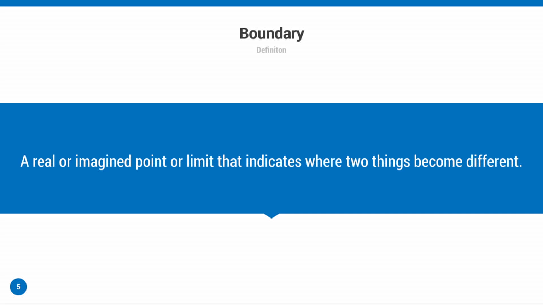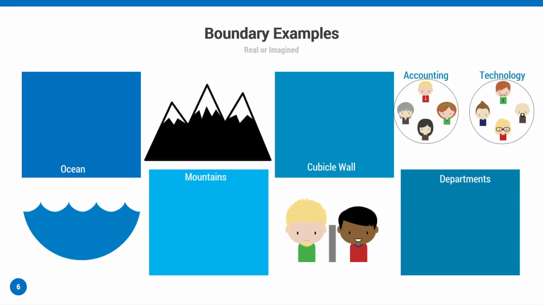So a boundary, as its definition implies, is a real or imagined point or limit that indicates where two things become different. So you can think of this as physical and abstract. We'll talk about some physical boundaries. Think about an ocean that separates countries, like the United States or the UK. That's a boundary that separates two things. Got mountains in Europe. It's a good way to divide up, I don't know, Italy from Switzerland, a big mountain range.